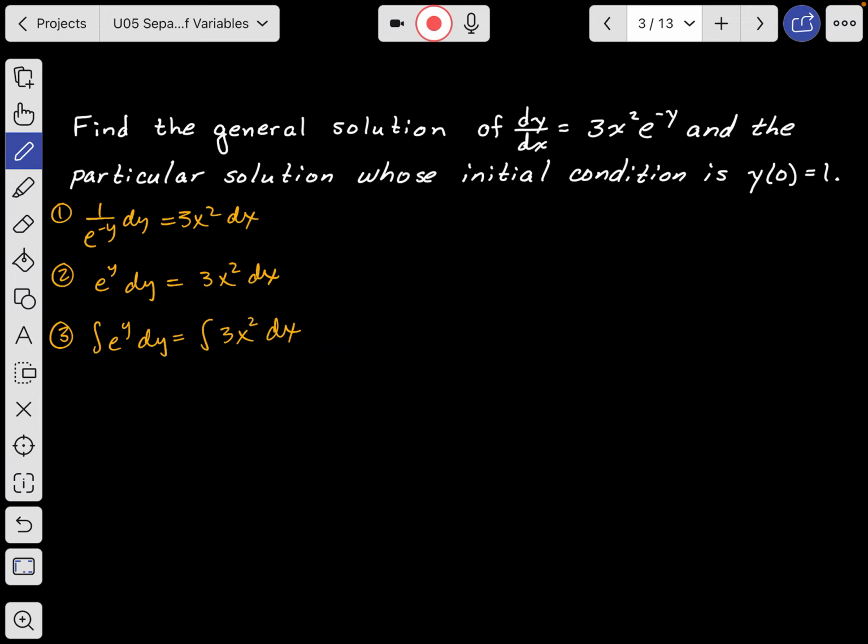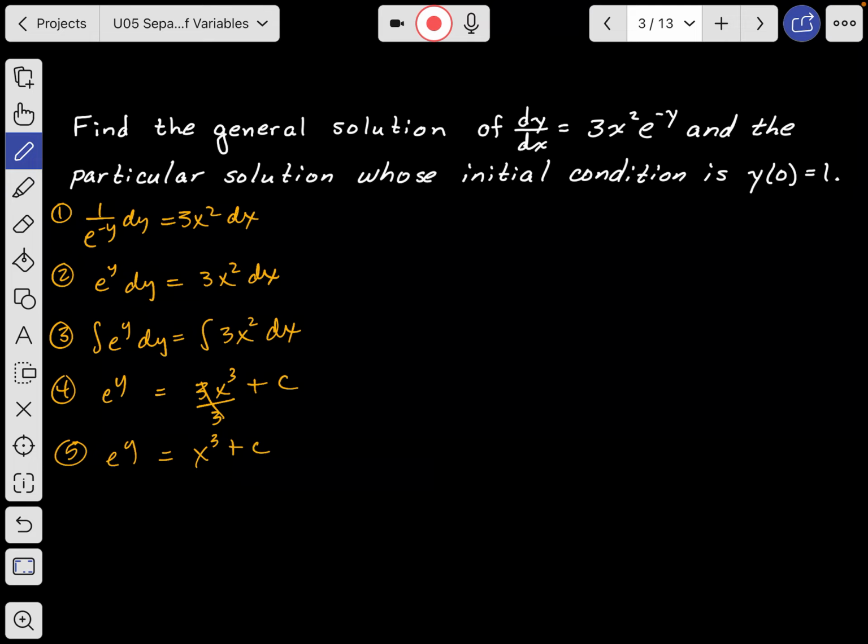Now, we can add a constant to both sides, and that would be totally right, but we're going to be combining our constants together, so it makes more sense just to add a constant to the right side of the equation. All right, so the antiderivative of e to the y is just e to the y, and on the right side, this will give me 3x cubed over 3 plus c. I'm going to clean up just a little bit.